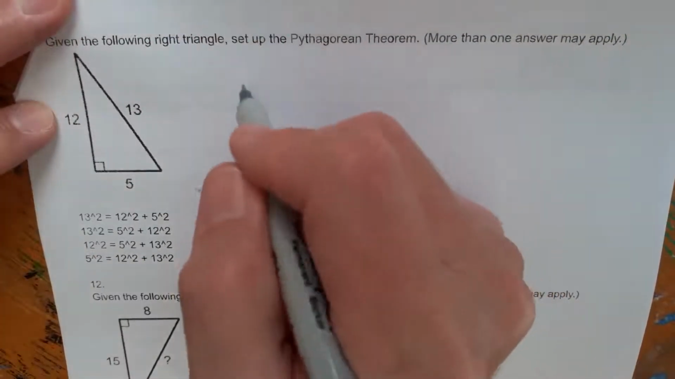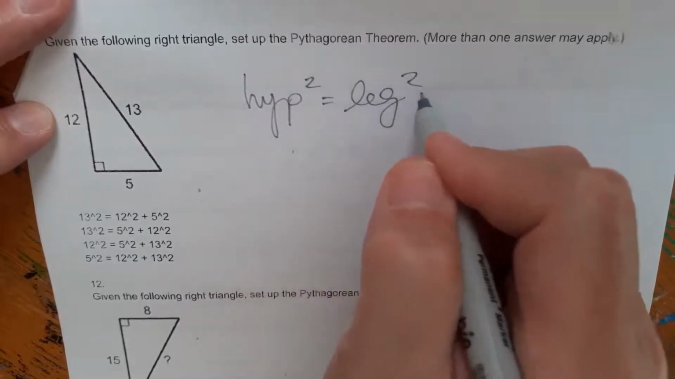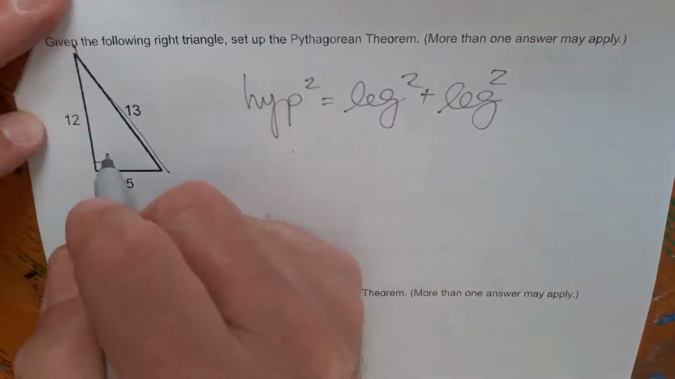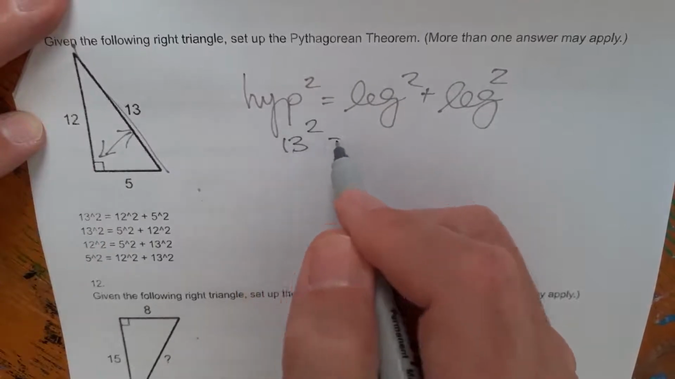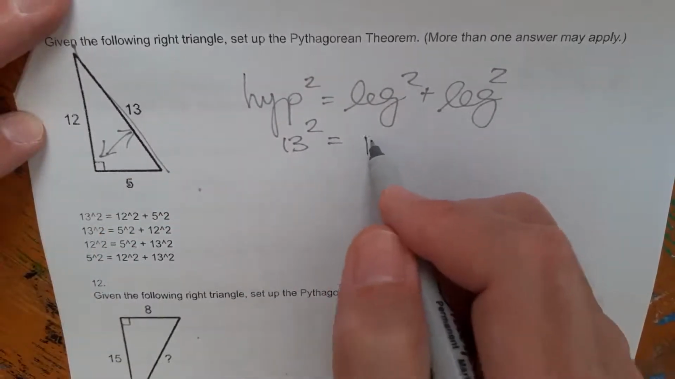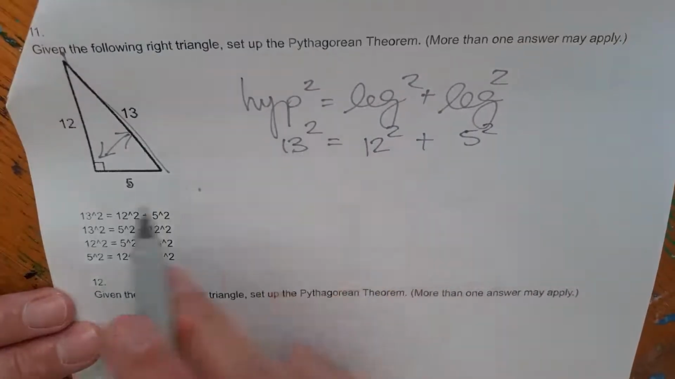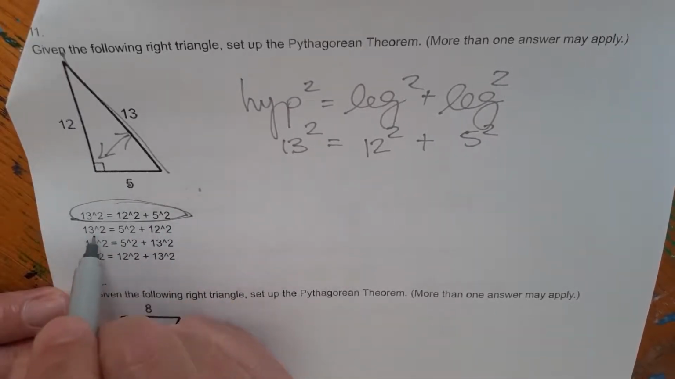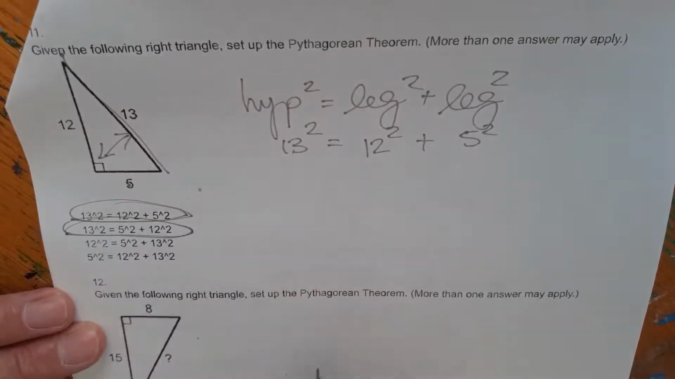I see where we're going again. Let's write it out. This is hypotenuse squared equals leg squared plus leg squared, whichever is easier to find. The hypotenuse does not touch the 90. Here's the 90 and here's the hypotenuse. So I know this is 13 squared. These two are legs. It doesn't matter which order I put them because you're adding them. So I got a 12 squared and a 5 squared, and that's it. And again, 13 squared equals 12 squared plus 5 squared. That's correct. 13 squared equals 5 squared plus 12 squared. That is correct. Both answers are correct.